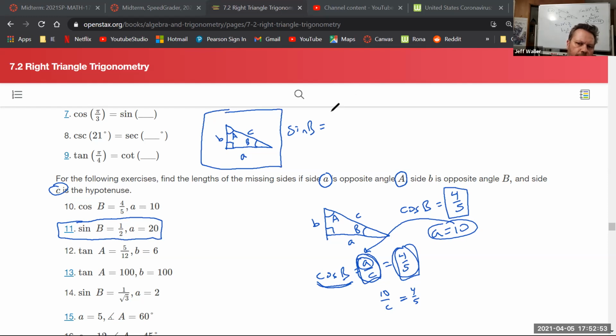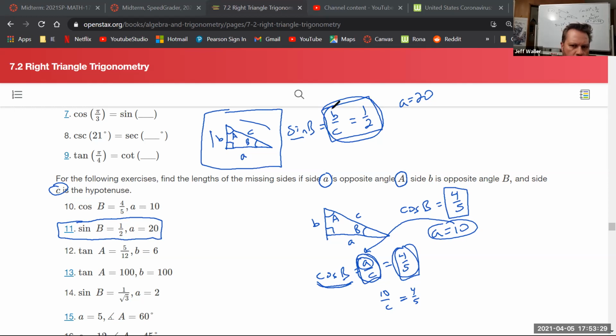B over C, because sine likes Y. Sine is the Y over the hypotenuse, so I like it. And they also tell me that sine of B is 1/2. So now I've got this equation. And then they tell me, now what's really horrible about this, is they tell me that A is 20. So what can I do? How can I use this information? Because there's no A in this equation, right?